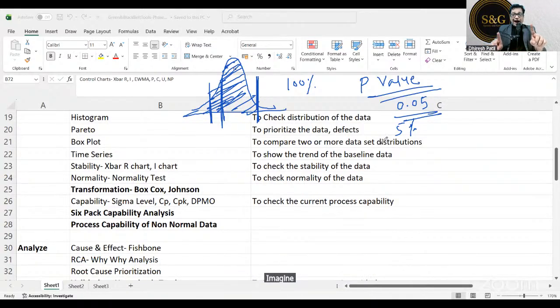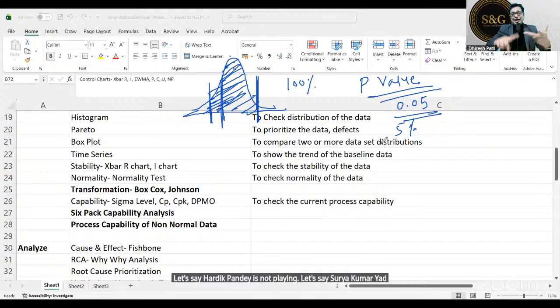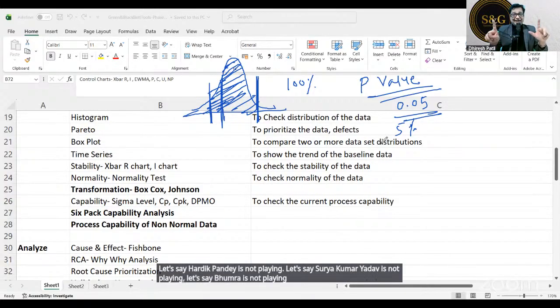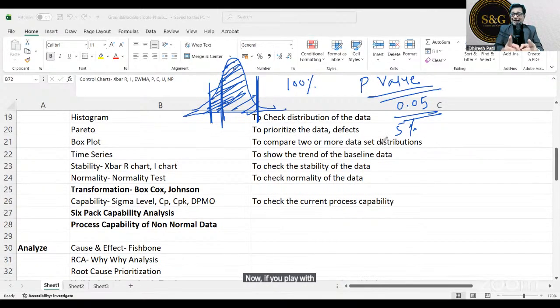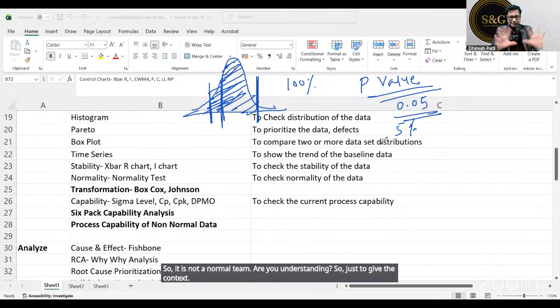Imagine out of 11 players, we have 5 people who are not well. Let's say Hardik Pandya is not playing. Let's say Surya Kumar Yadav is not playing. Let's say Bumrah is not playing. Are you understanding? So the system is not normal. Now if you play with that team, that is not tested, right? So it is not a normal team. Are you understanding? So just to give the context.